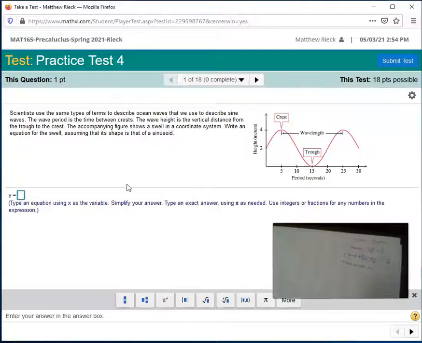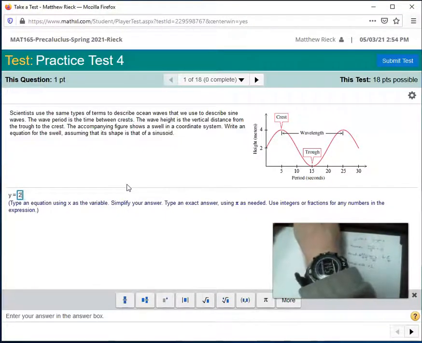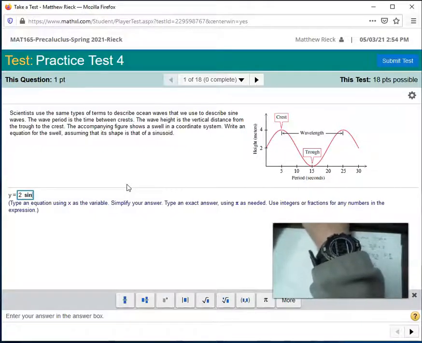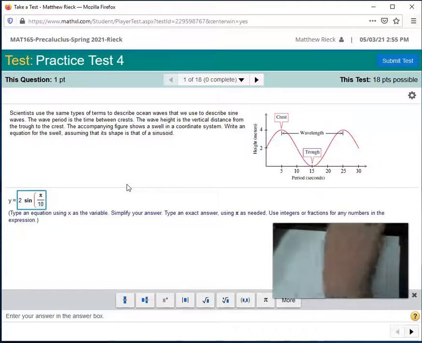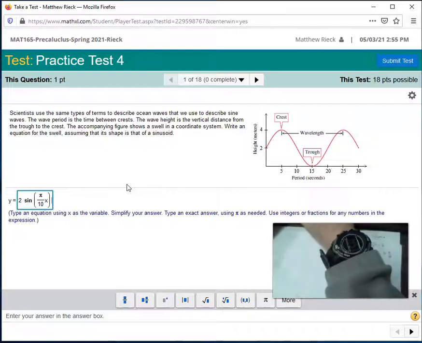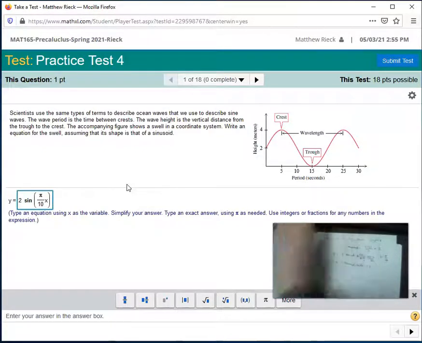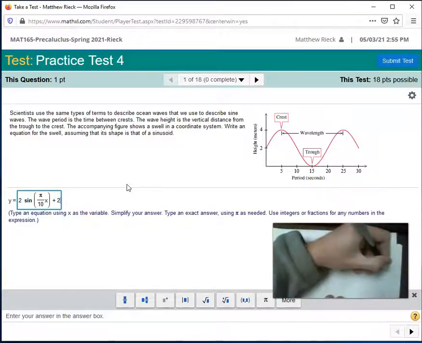So when all is said and done here, we have y equals my amplitude, which is 2, sine of pi over 10 times x. And it's really important that you remember to put the x in there. That's one of the most common mistakes that people make on this question: they forget the x. You do need to have your independent variable in your function there. All right, and then we're also going to add 2 on the outside, since we're shifting up 2 units.